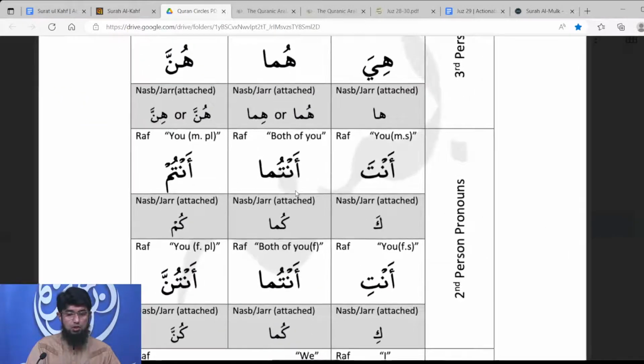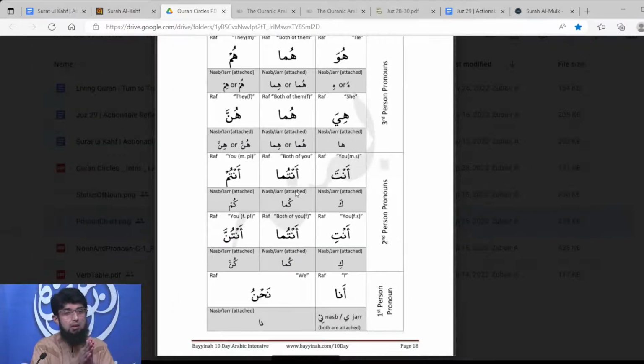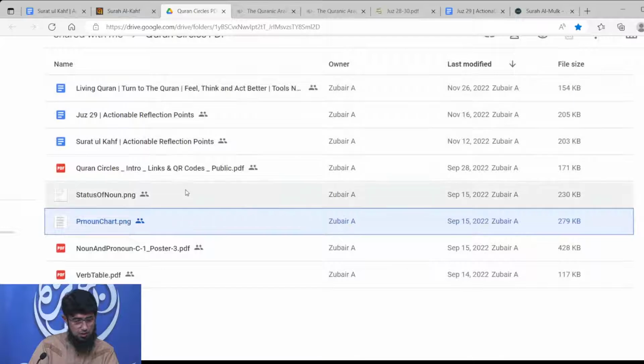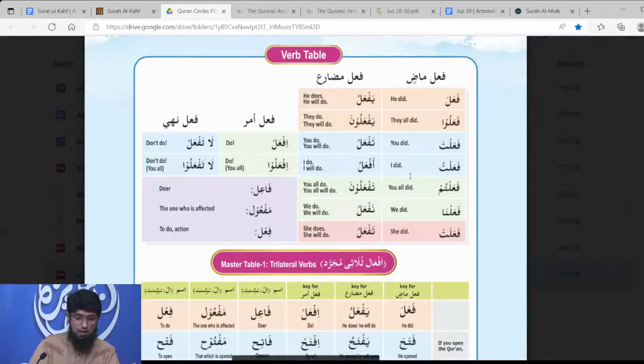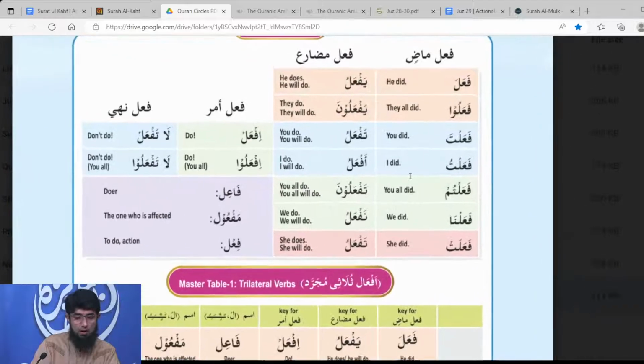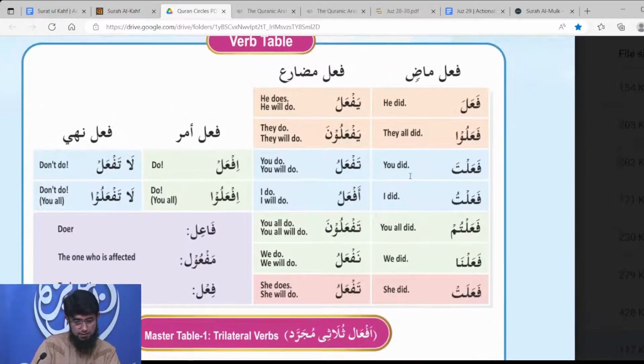Okay, so do people understand this? Any questions about this? Anything I can re-explain? Everybody good? Okay, so let's go on to the verb chart. Okay, so basically the most common verb chart would be like this.